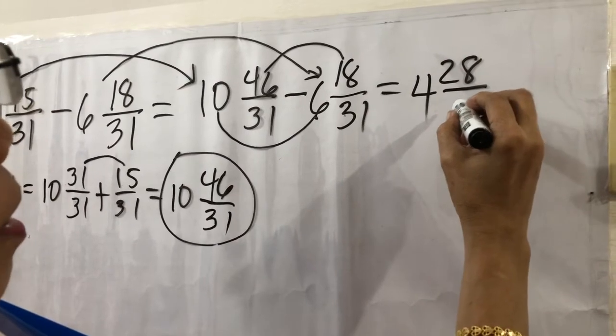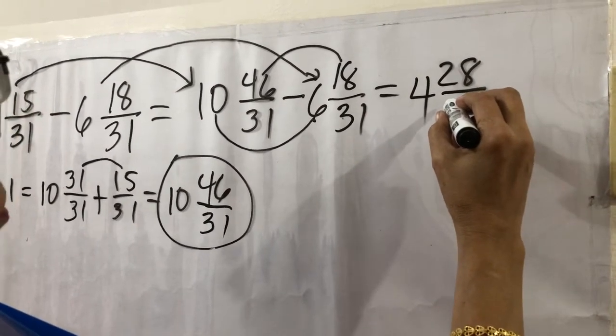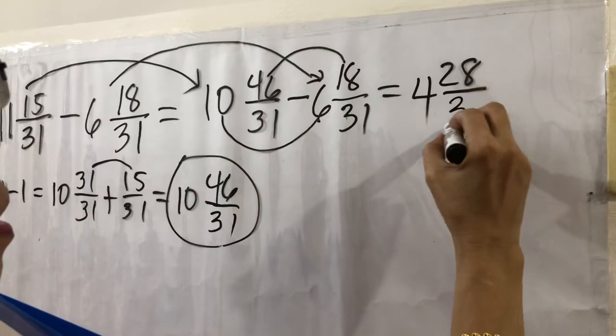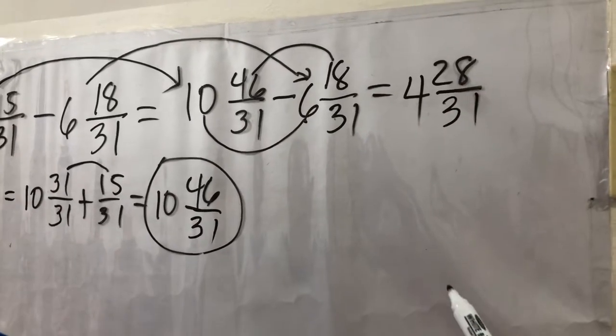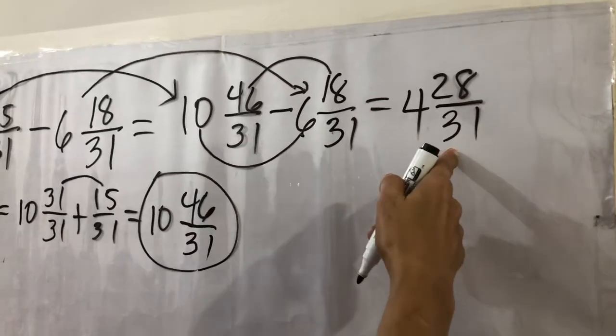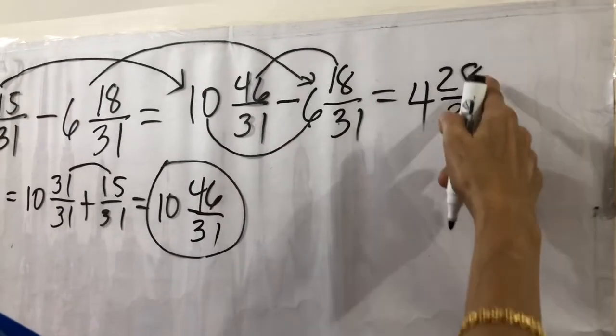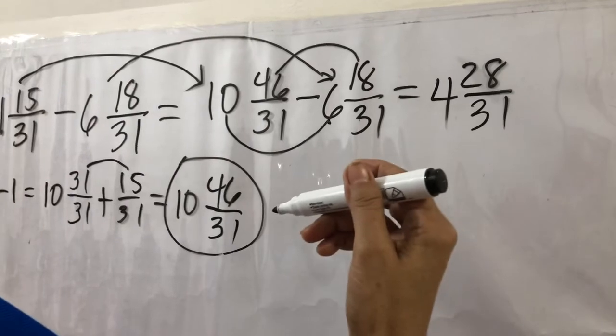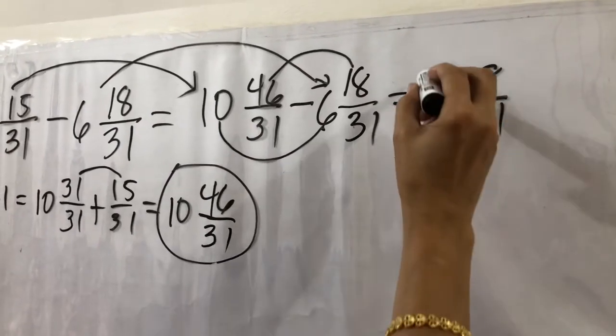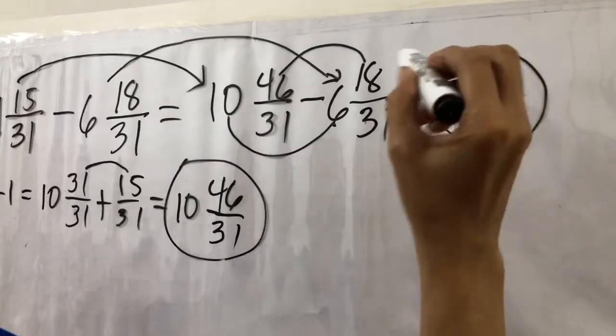That is 4 and 28 over 31. So can you reduce this one to lowest term? We cannot reduce this because 28 and 31, the only common factor is 1. So that is now the answer in lowest term.